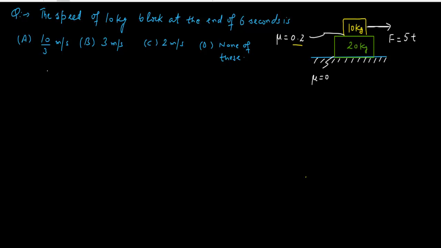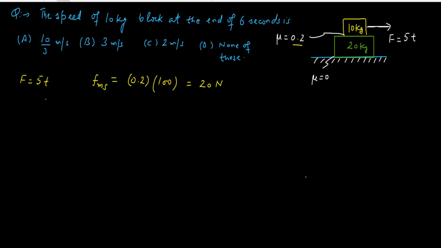In such a problem, most of the time students start with F equal to 5t, meaning this force is variable, and the force of maximum static friction between the 10 kilogram block and the 20 kilogram block is mu, the coefficient of friction, times the normal reaction. The normal reaction of the 10 kg block on the 20 kilogram block is 100 Newton. Clear? So the force of maximum static friction comes out to be 20 Newton.